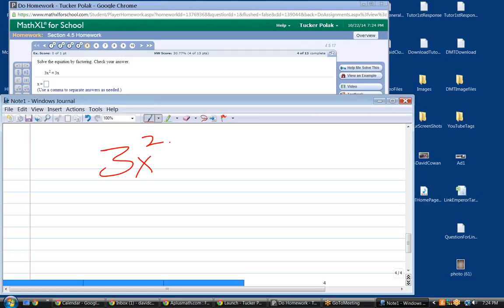Okay, 3x squared equals 3x. How are you going to solve this? One sec.